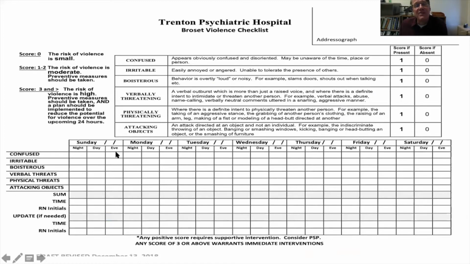And so it's done for 3 shifts. And so when these are completed, you'll see 1s and 0s throughout this entire week, and you'll see the sum. Now, if there is an elevated score, this is where you would put the update. So when you do a second Broset checklist, you would put that number here, and then you see the person is also putting the time and their initials. And in this way, we're not only communicating, but we're talking about whether the interventions on the units worked.